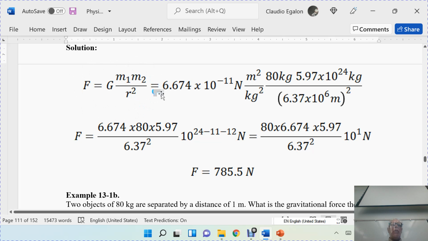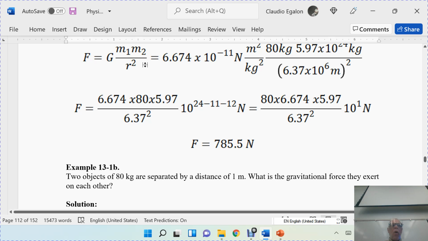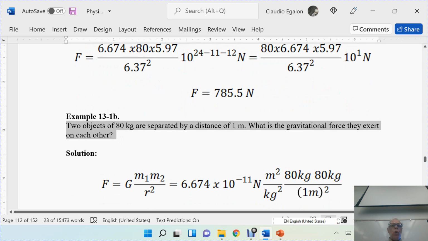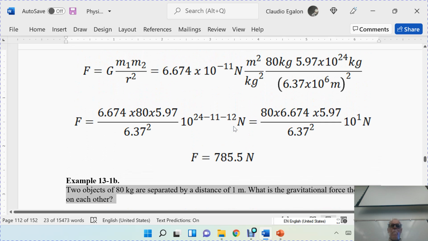We didn't use mg. We used something far more general, which is Newton's universal law of gravitation: big G, m1, m2 over r squared. Now, what is this other example about? It's about two masses of 80 kilograms separated by a distance of 1 meter. What's the gravitational force between them?